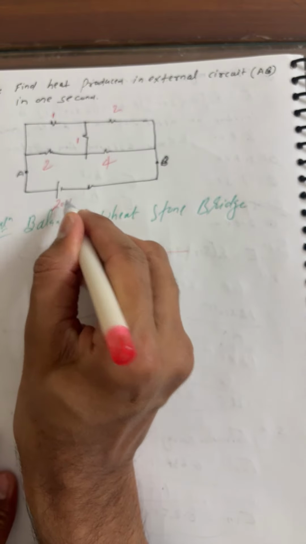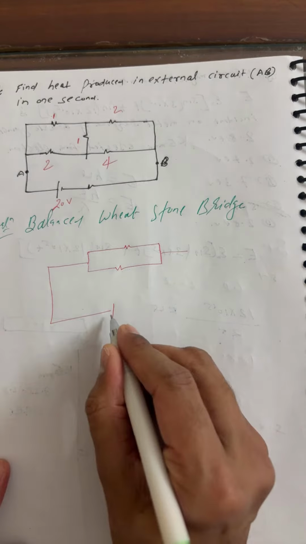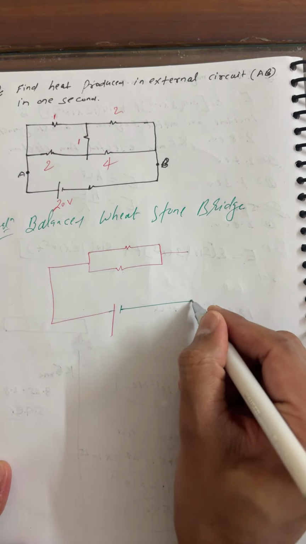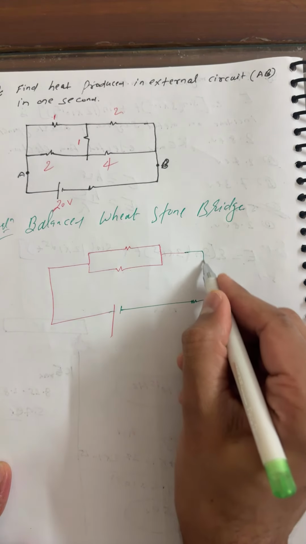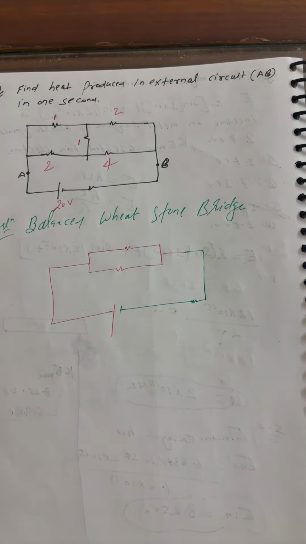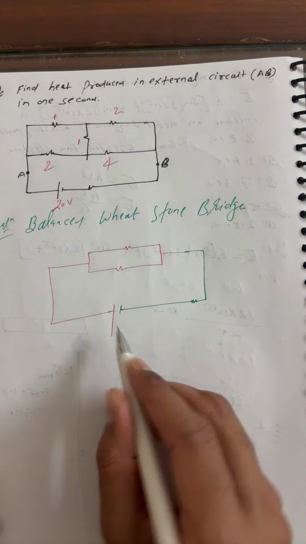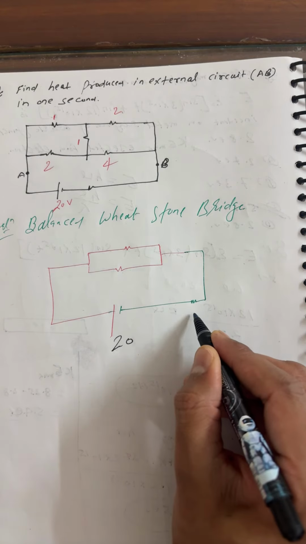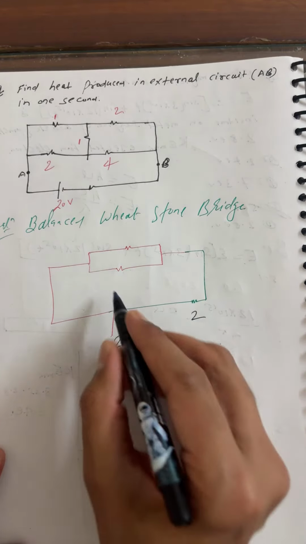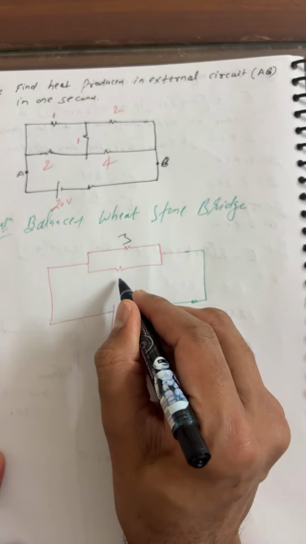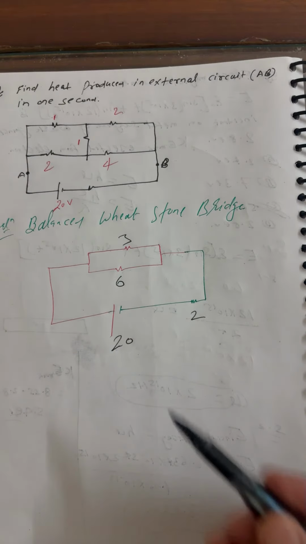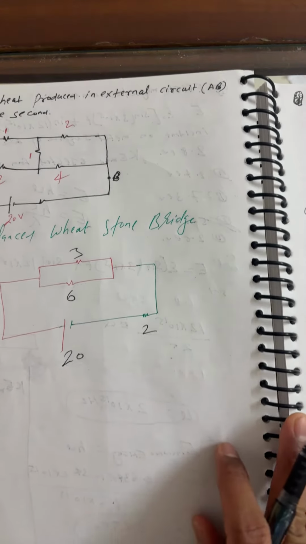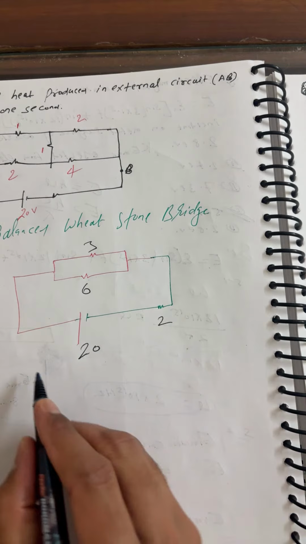Now you can take this as 20 volt, and finally there is one more resistor. This is 20 volt, and again this is 2 plus 1, 3, and this is 6. Now 6 and 3 are both in parallel, so 6 and 3 become 2 only, and 2 plus 2 is 4. You can write that now.